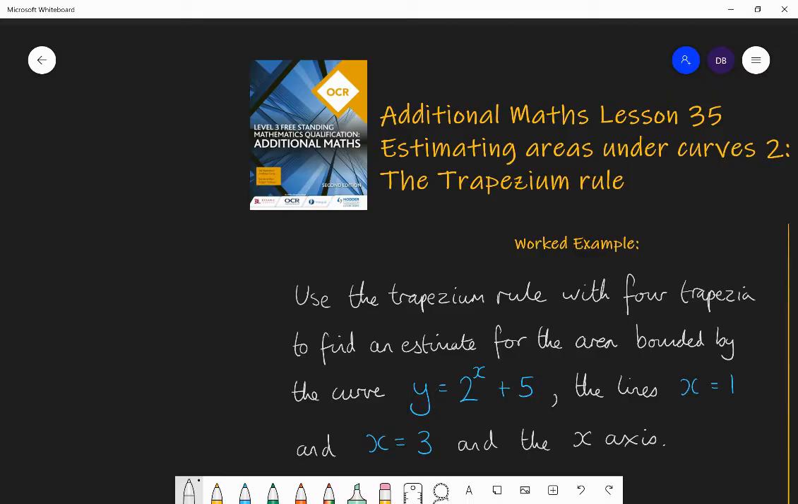Today we're going to be looking at estimating areas under curves, specifically the trapezium rule. In Lesson 34 we looked at splitting the area under curves into rectangles. Today we're going to be looking at a better estimate by splitting the area under curves into trapezia. Before we have a go at this question here, we're going to look at what the trapezium rule actually is.